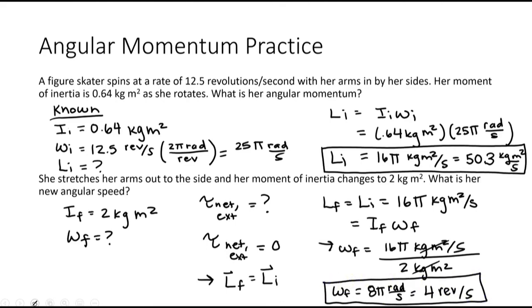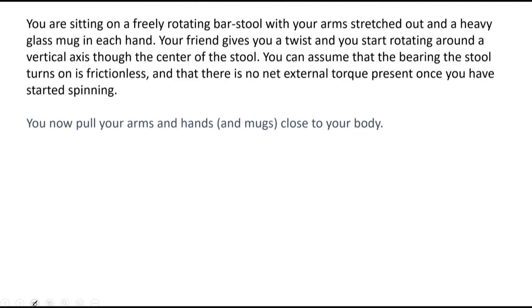All right, now let's do a few more examples. So here we go. We're thinking you're sitting on a freely rotating bar stool with your arms outstretched and a heavy mug in each hand, and then your friend gives you a twist and you start to spin around. So you start to spin around a vertical axis through the center of the chair.